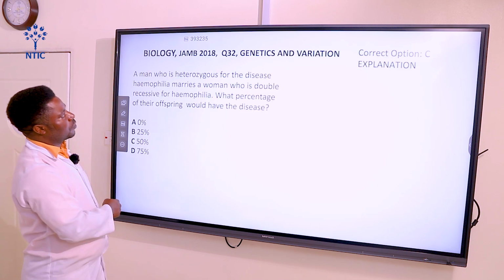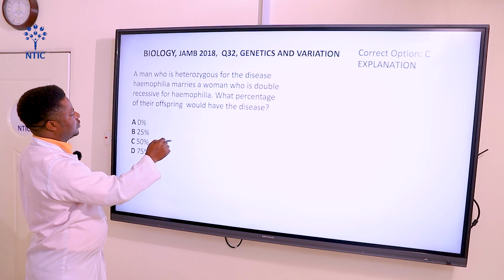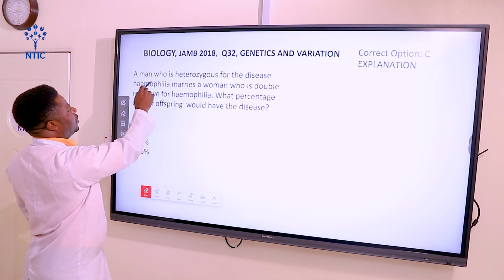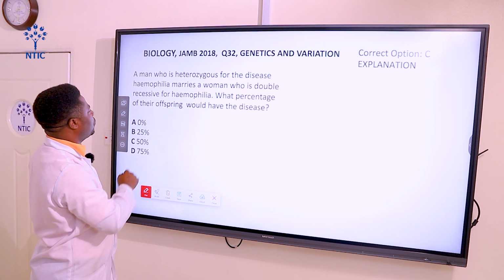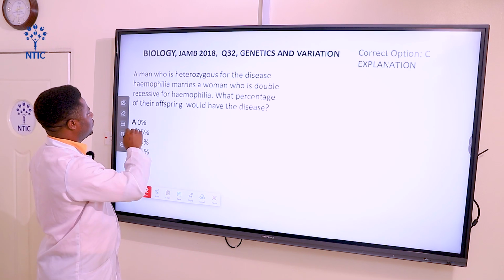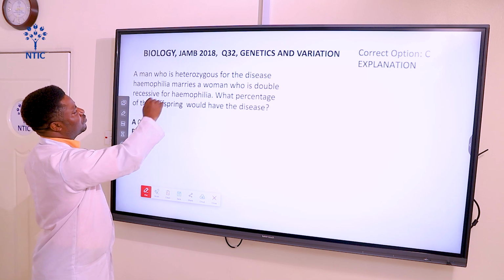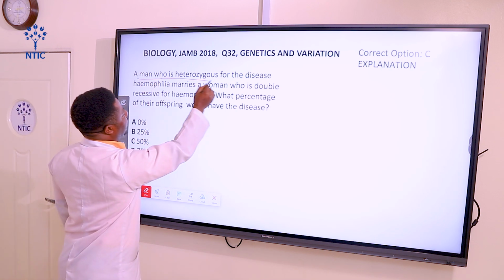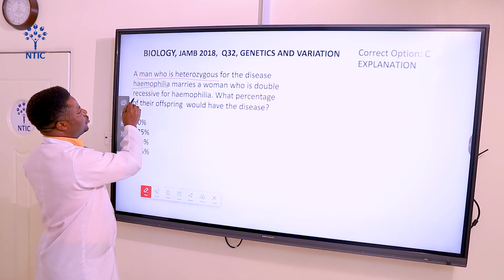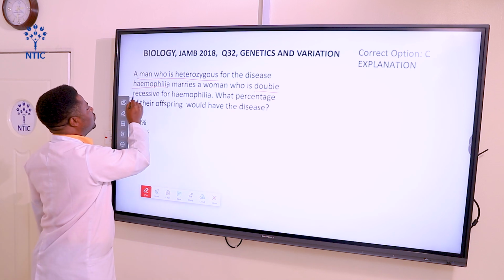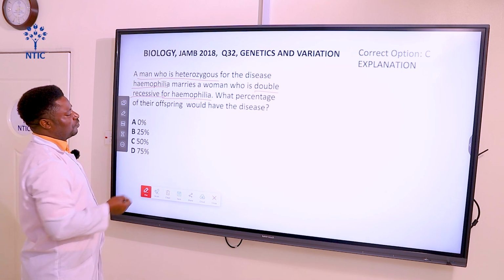Next question. Question number 32 says, a man who is heterozygous for the disease hemophilia marries a woman who is double recessive for hemophilia. What percentage of their offspring will have the disease? Now, the emphasis on this question is placed on a man being heterozygous for hemophilia and marrying a woman who is double recessive for hemophilia. What will be the percentage of the offspring?